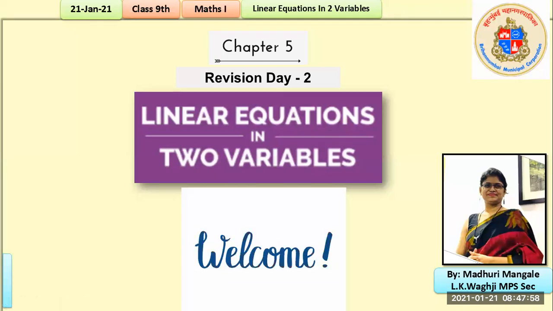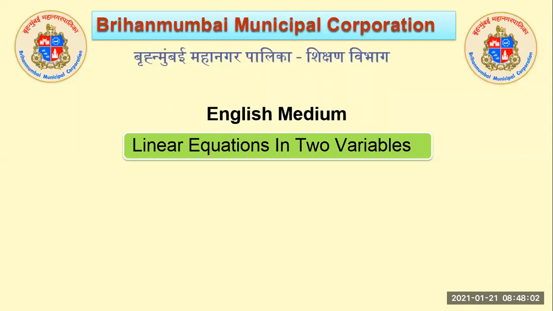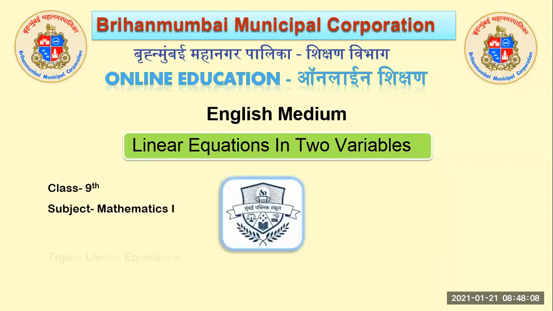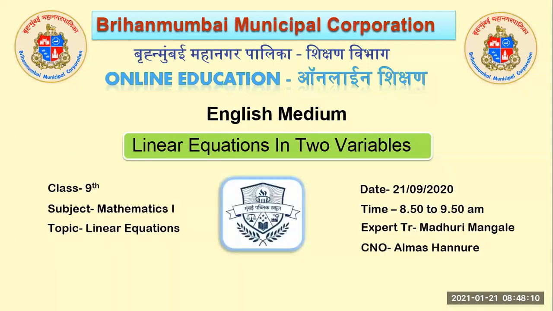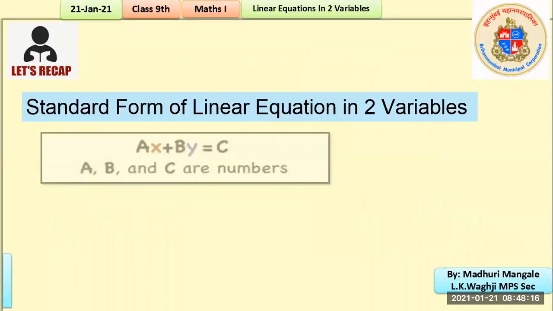Let us quickly revise what we did in the last class. We saw the definition and the standard form of a linear equation in two variables. What makes the linear equation linear? Because we look at the exponent. The exponent is always 1 for a linear equation, right? And two variables means that there will be two variables, two alphabets, two unknowns in that equation.